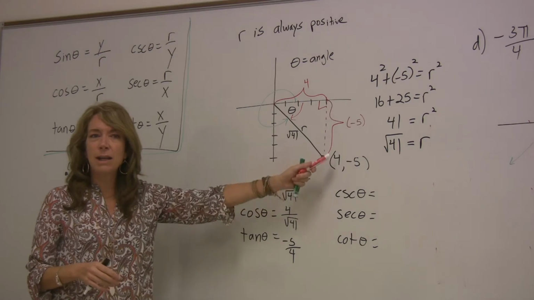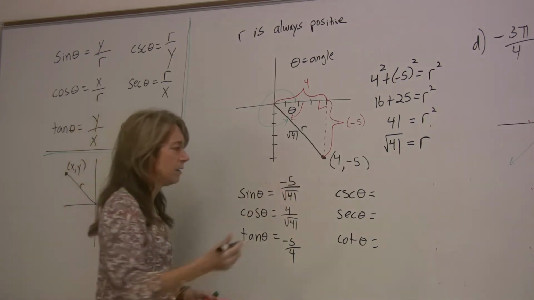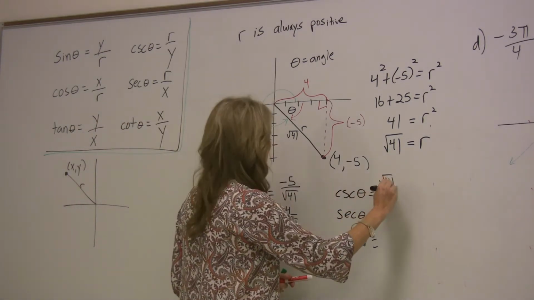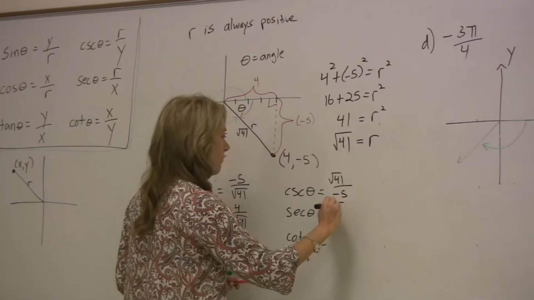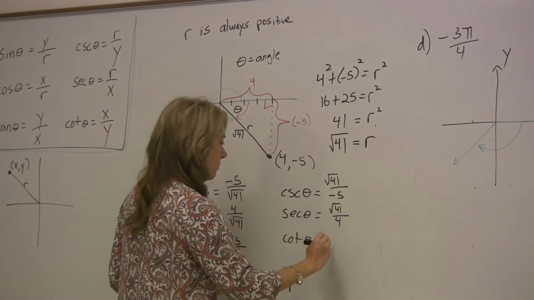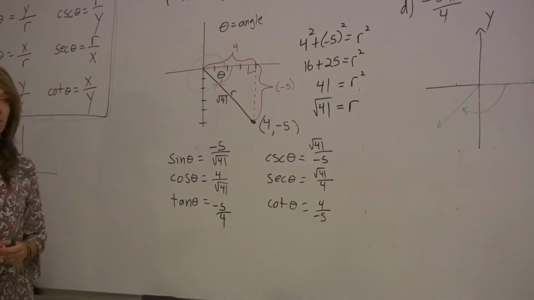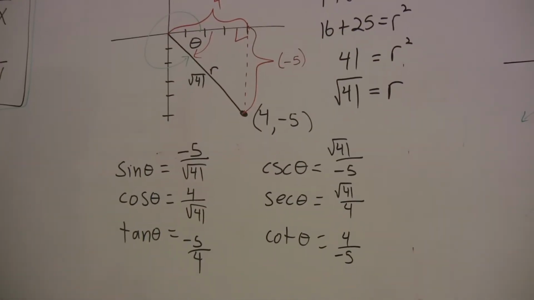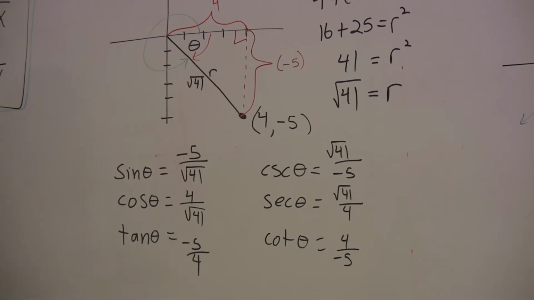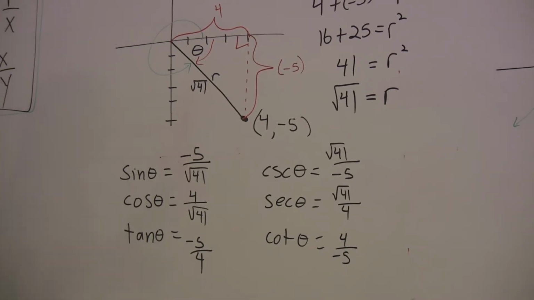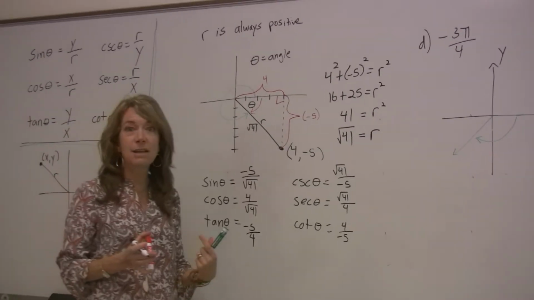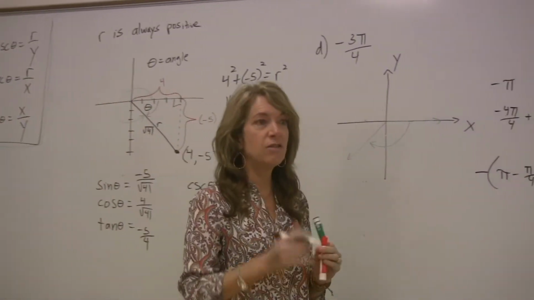So what am I going to do to quickly get these? Flip them over. Square root of 41 over -5, square root of 41 over 4, 4 over -5. Doable, as long as you memorize the little definition. The y gives you the sine, the x gives you the cosine, tangent's the y over the x.